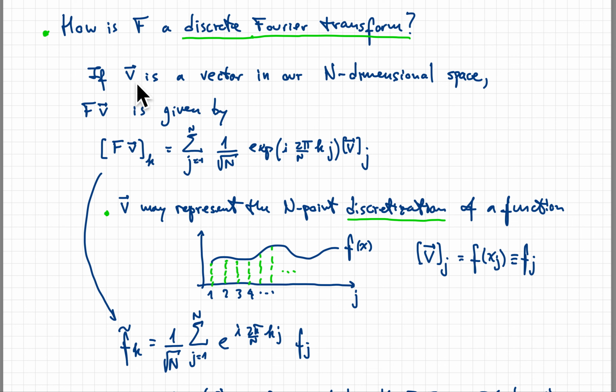So suppose you have v, a vector, in our n-dimensional space, and so you can apply the matrix f to that vector v, and you would obtain this result. So f applied to v, element k, is a sum from j equals 1 to n of 1 over square root of n times this factor that comes from the element kj of the matrix, and then the vector element j.